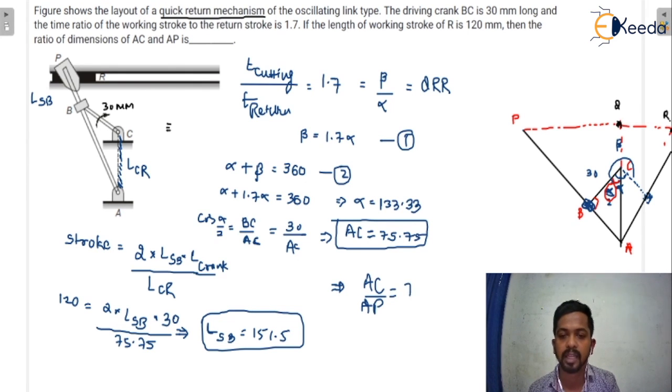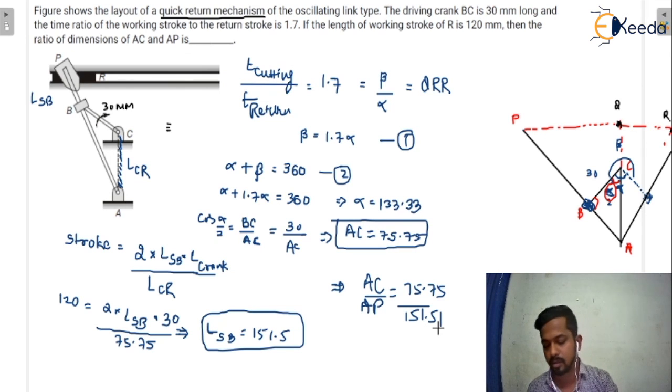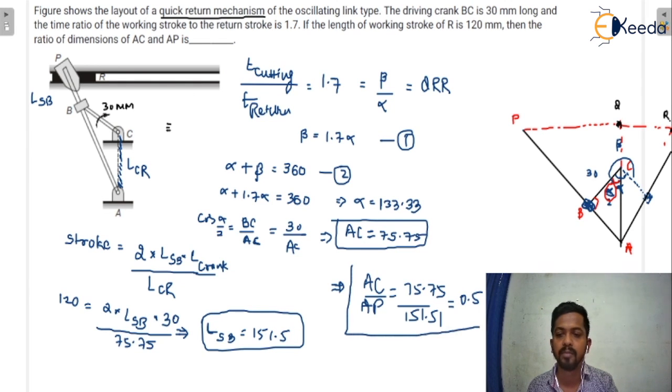So AC is equal to 75.75 upon 151.51. Basically it would be 0.5. You'll get 0.5. So that would be the final answer.